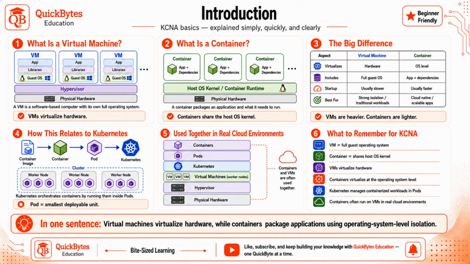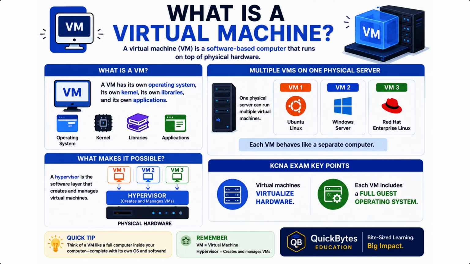Let's get started. A virtual machine, or VM, is a software-based computer that runs on top of physical hardware. A VM has its own operating system, its own kernel, its own libraries, and its own applications. For example, you could have one physical server running multiple virtual machines. One VM might run Ubuntu Linux. Another VM might run Windows Server. Another VM might run Red Hat Enterprise Linux. Each one behaves like a separate computer.